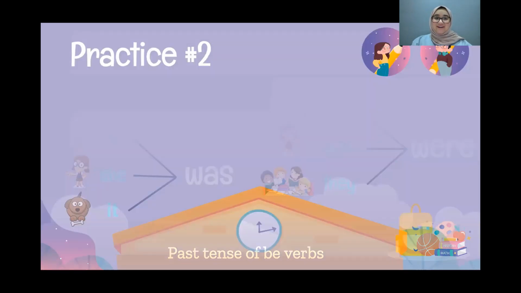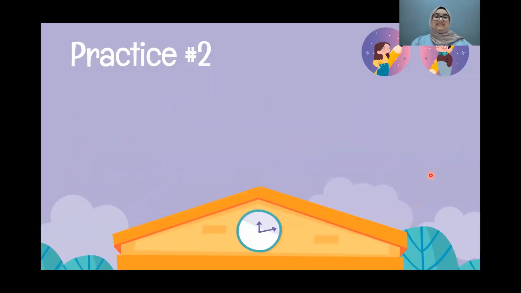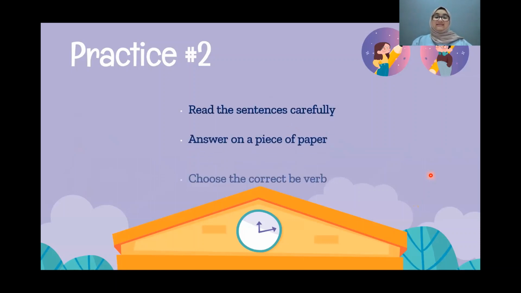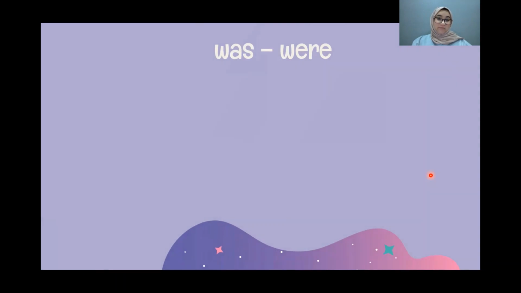Oh, we are ready for our second practice. Let's see our instructions. Read the sentence carefully, answer on a piece of paper, and choose the correct be verb. They are similar to our previous instructions in practice number 1. So, are you ready? Okay. So, our be verbs are here. We have was and were. Let's read our sentences and then you can pause the video to start.